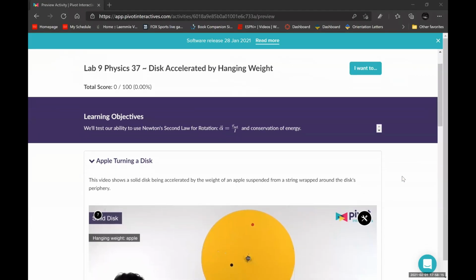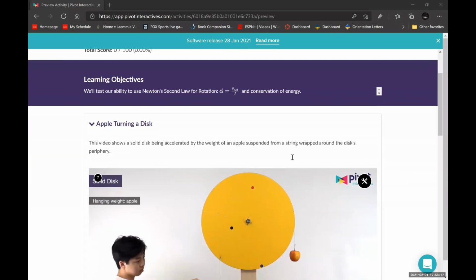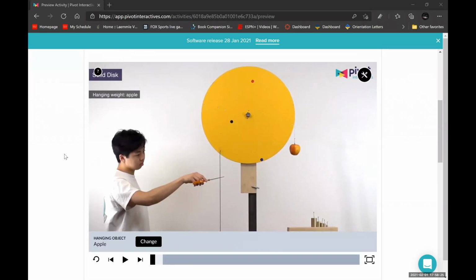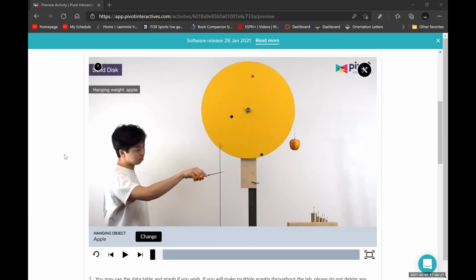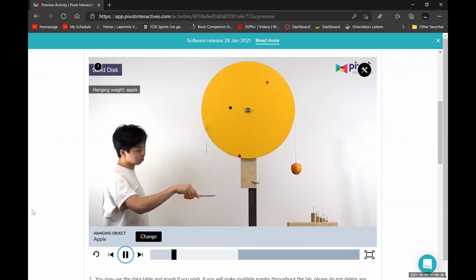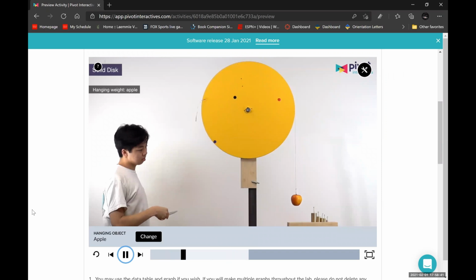All right. So here's the experiment. You can see, right? Basically, we'll test our ability to use Newton's second law for rotation, where alpha equals net torque over moment of inertia. So here's our experiment. You have a rotating disc and an object, basically an apple, hanging on the other side. The system is in equilibrium initially, and then you start, and it falls down. And you can see, right?